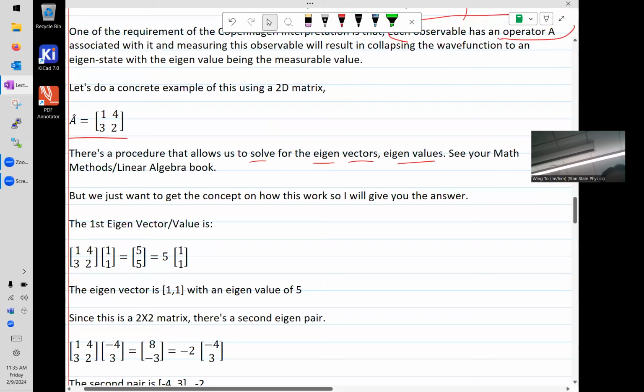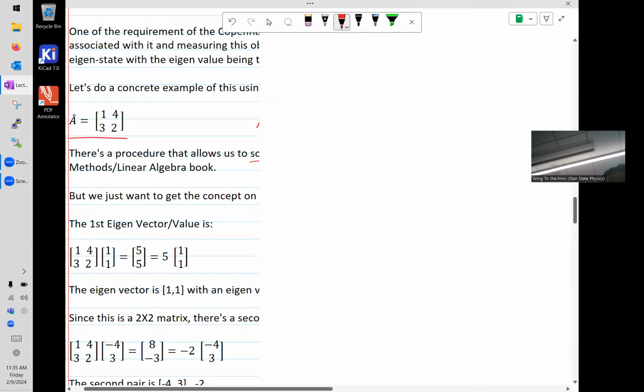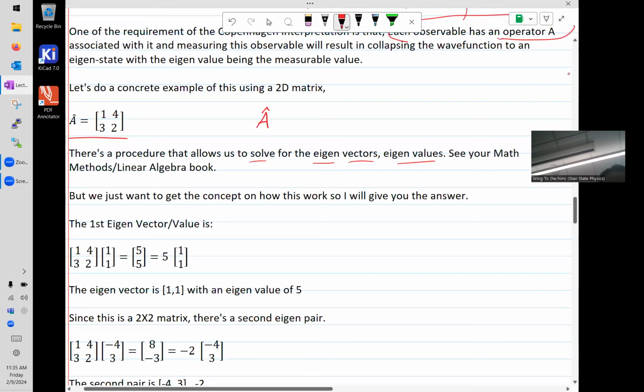So the idea of an eigenvalue, eigenvector is that you want this operator, this matrix, I'm going to interchange between the two a lot, multiplied by some vector, and that's going to give you some number times the same vector. This is the same vector.